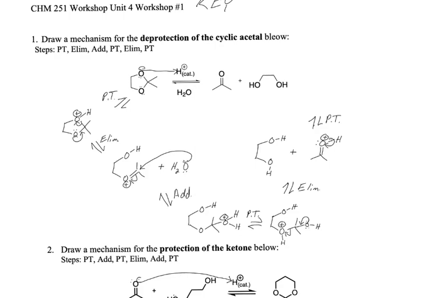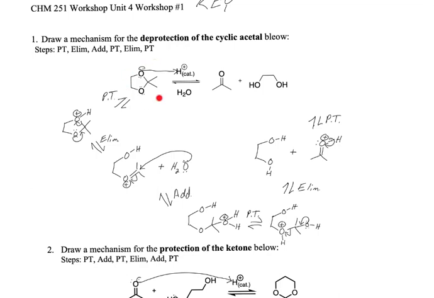All right, workshop 1. So again, these are those ones where if you've been given the steps, you got to know your steps. That's the key. What does an addition mean? It means you break a pi bond. What does an elimination mean? It means you make a pi bond. What does a substitution mean? It means you substitute something. Right? What does a proton transfer mean? It means a proton moves around.